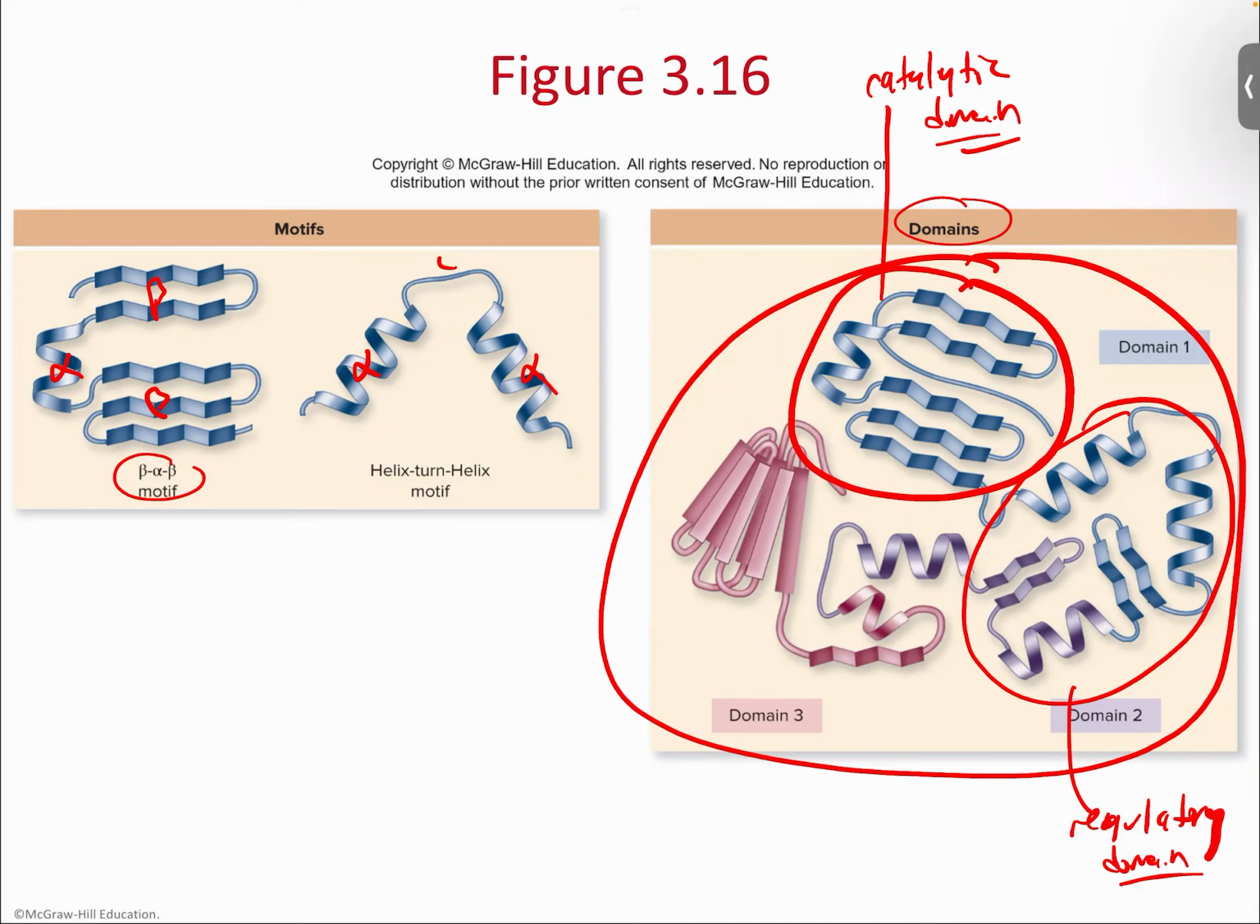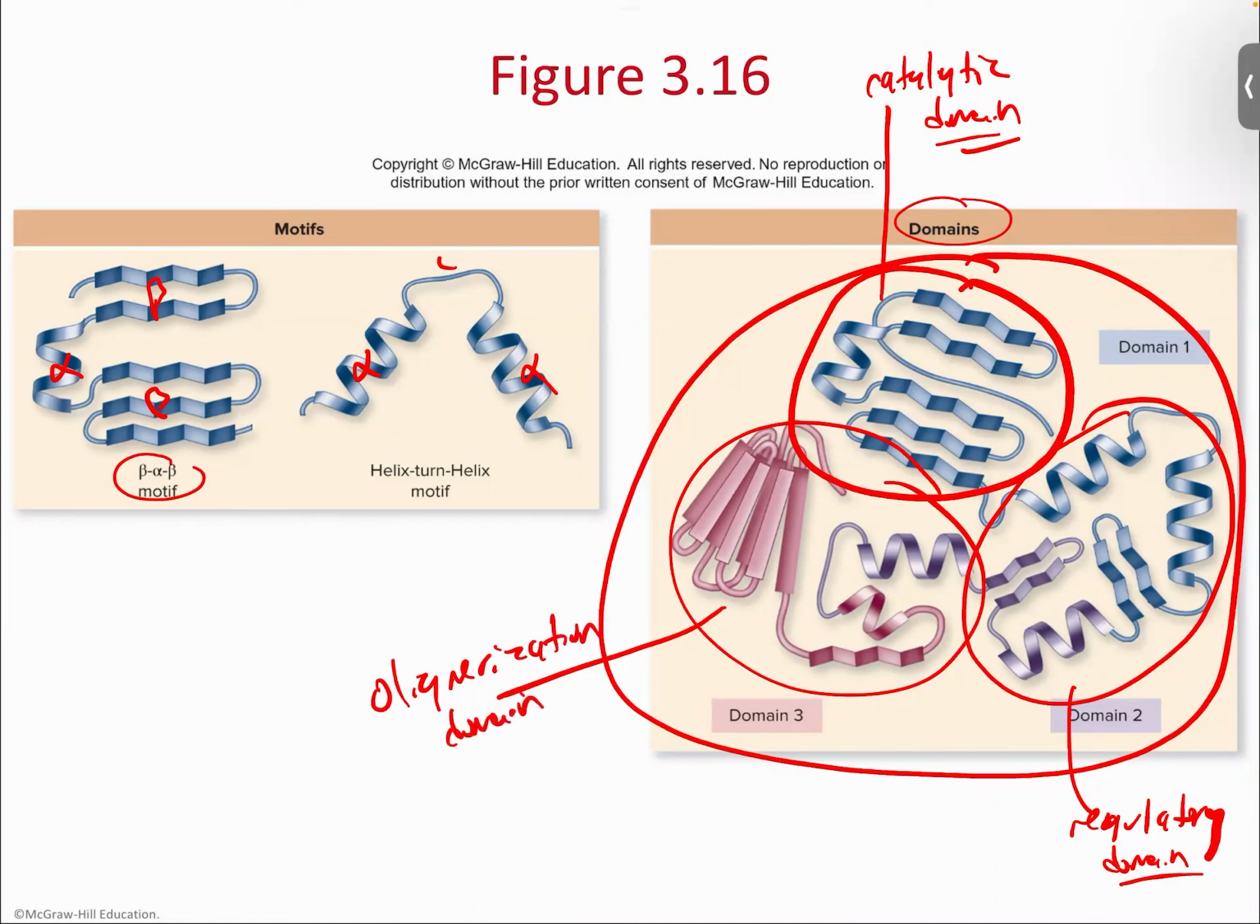So the musician has to be able to take that instruction and then be able to produce the product. And that's kind of what the regulatory domain is like. And then of course, the third one, this is what's going to be called the oligomerization domain. This is how it attaches to its team. Because remember, this is a tetramer.